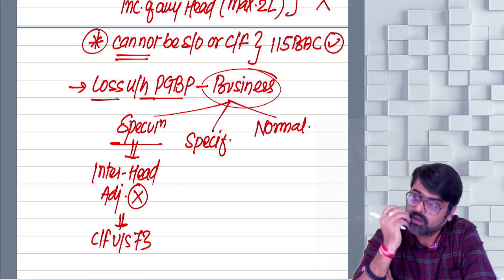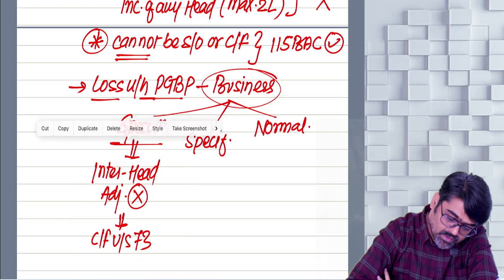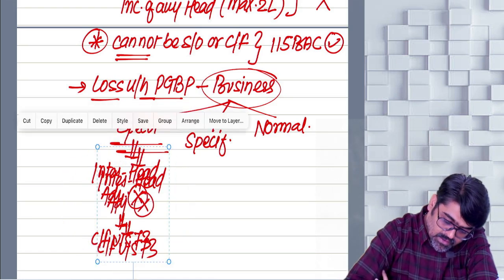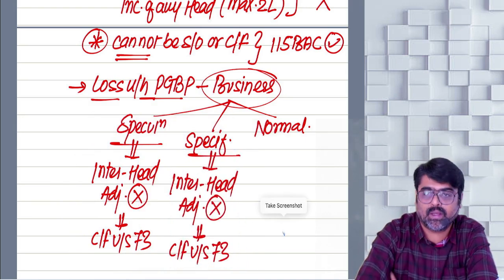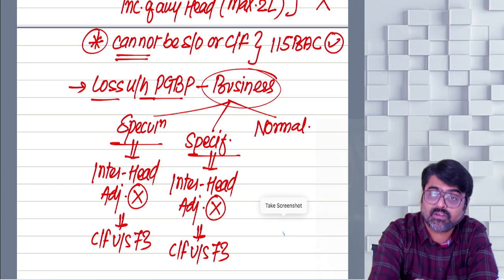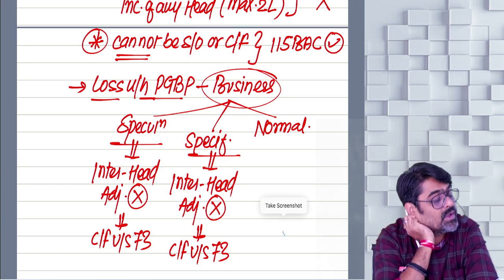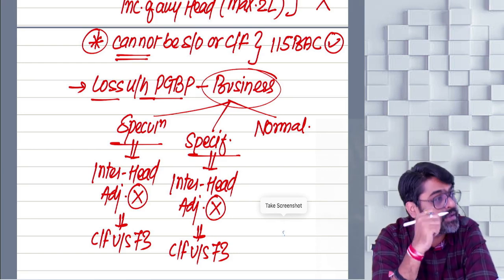Yes or no? The same thing is applicable for loss of specified business. Yes or no? So even the loss of your specified business can be adjusted within the head PGBP only against the business profits of any other specified business only. Yes or no? We don't allow it to be set off against other business incomes.